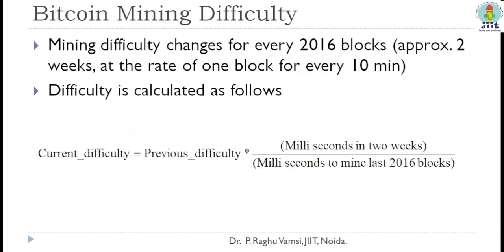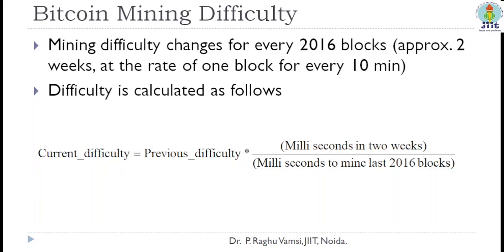So this particular hash puzzle difficulty will vary every 2 weeks in the case of Bitcoin. The current difficulty is equal to the previous difficulty times the time taken in 2 weeks divided by the time taken to mine the last 2016 blocks. Why 2016 blocks? We know that a block in Bitcoin will be created every 10 minutes. So for every 2 weeks, roughly 2016 blocks will be created. So this is the general idea of this particular formula.